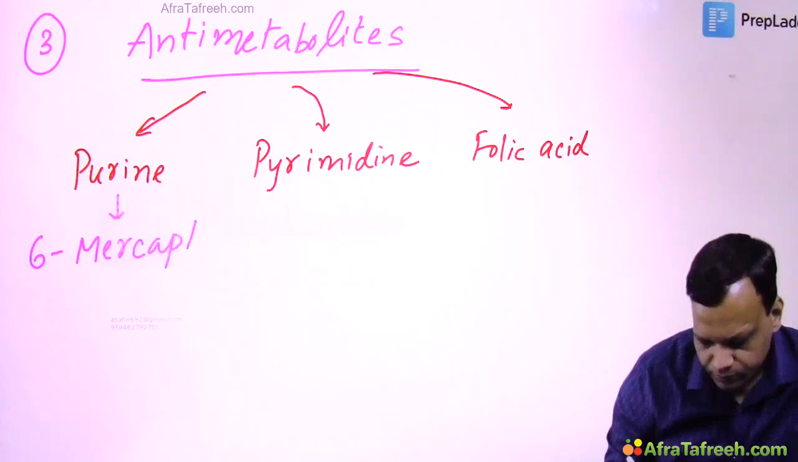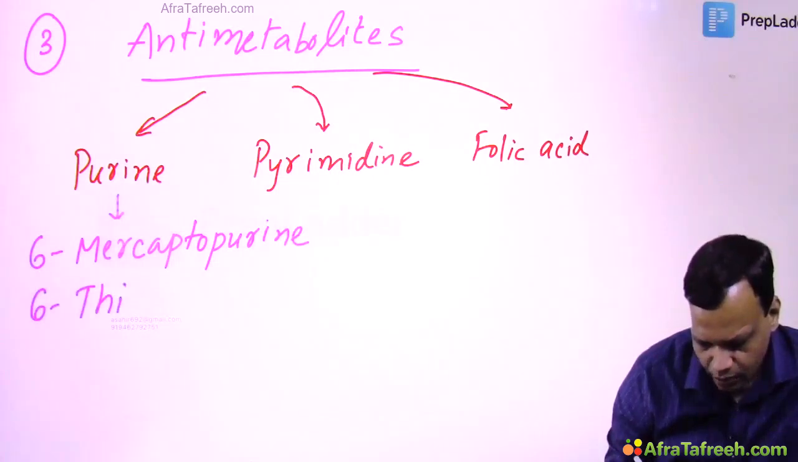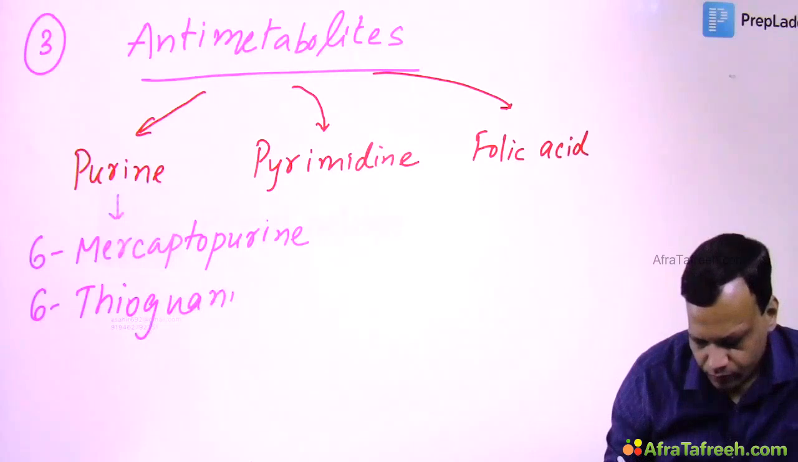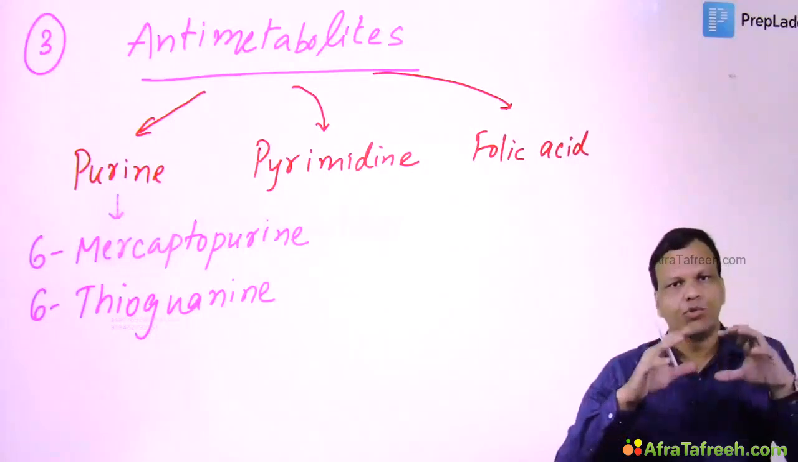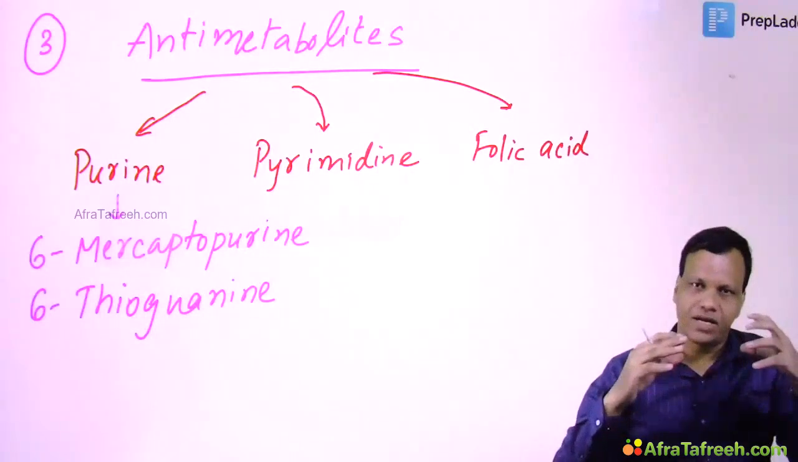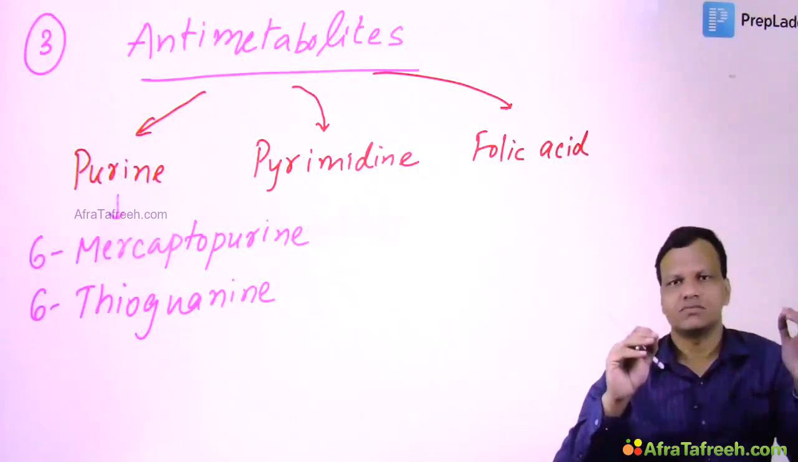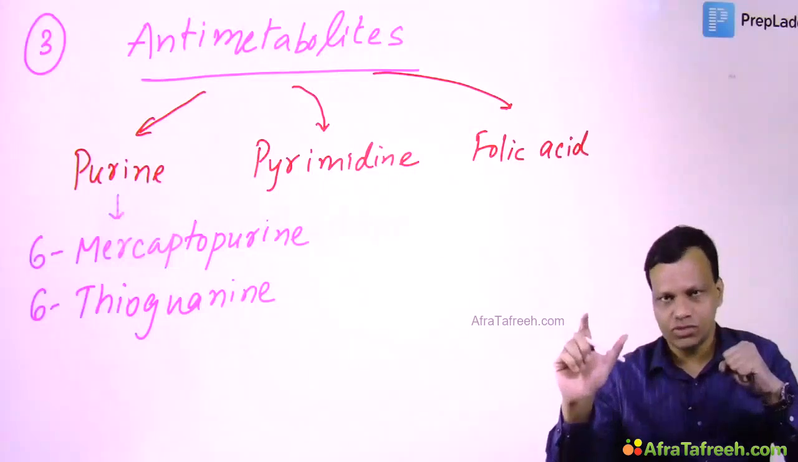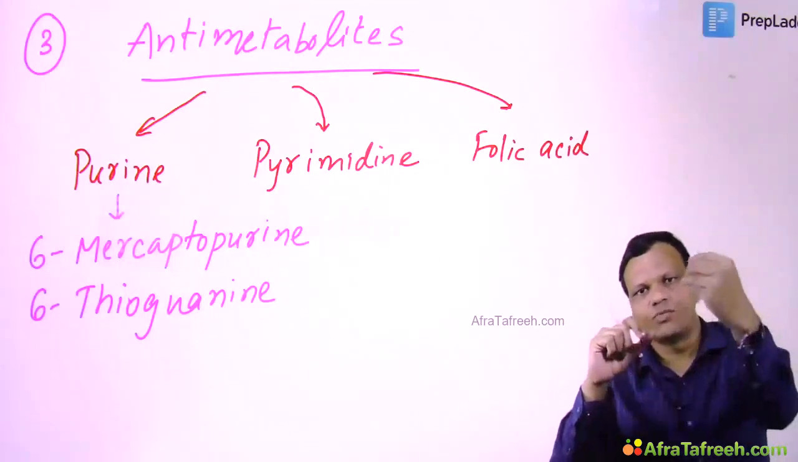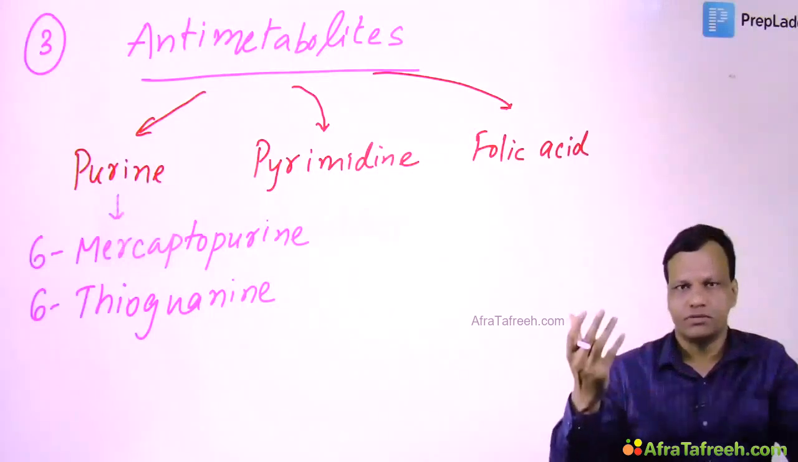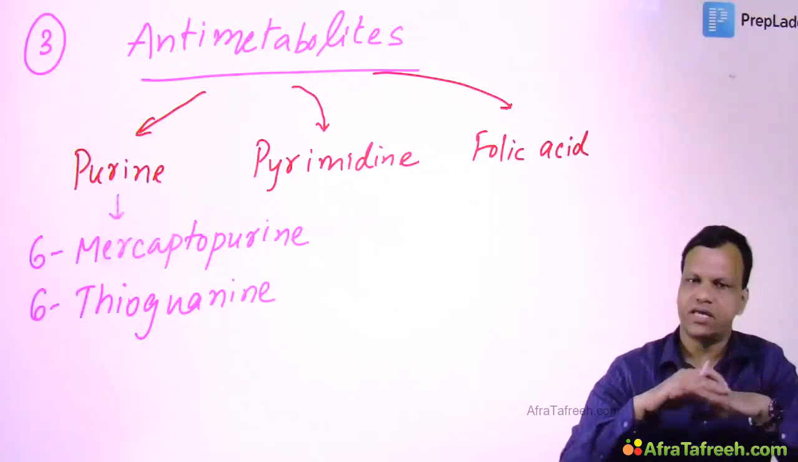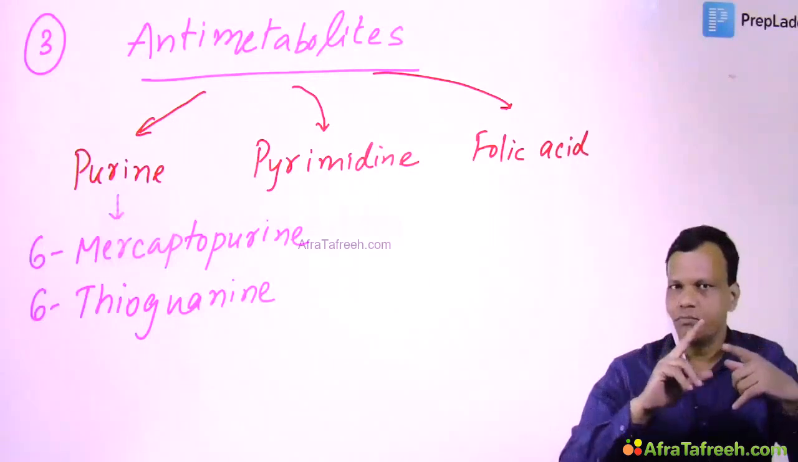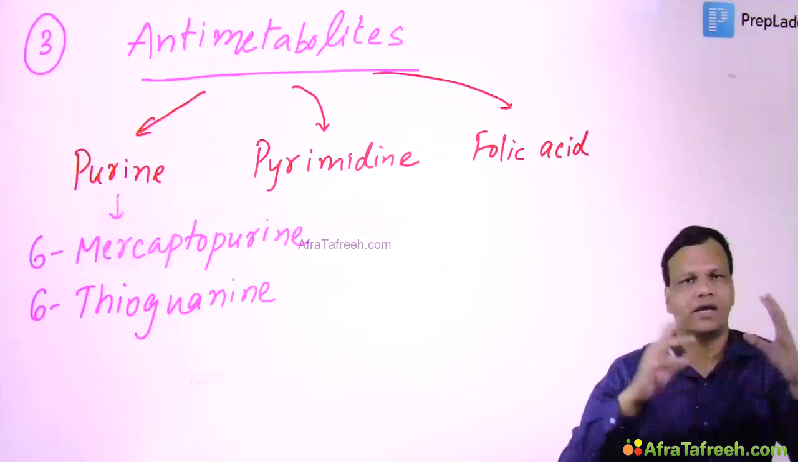6-mercaptopurine and 6-thioguanine. They are purine analogs. So basically their structure is similar to purines. So DNA polymerase gets confused and picks up these drugs in place of purines. So DNA formation is stopped. So they work on S phase of cell cycle. Like all the anti-cancer drugs, they have 4 side effects, which are bone marrow suppression, alopecia, diarrhea and hyperuricemia.